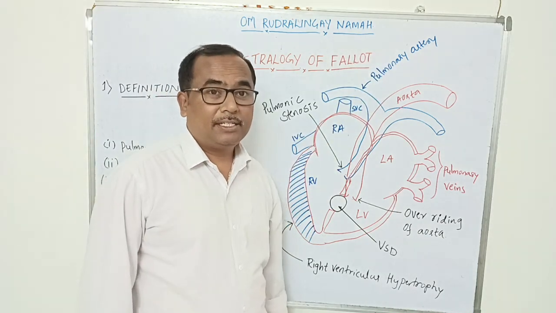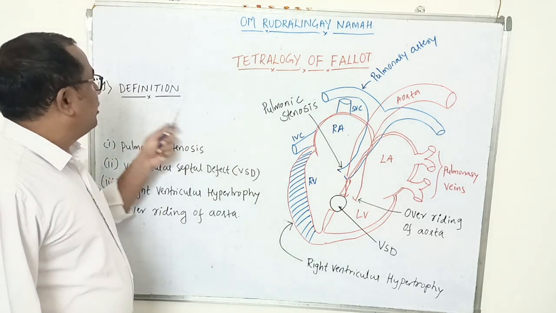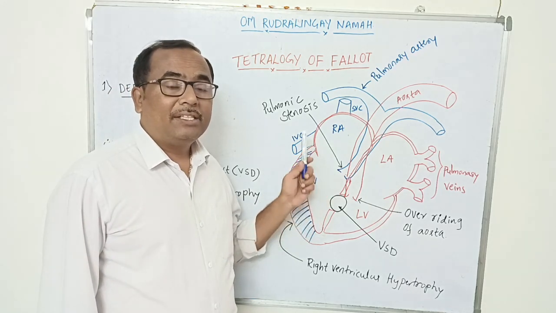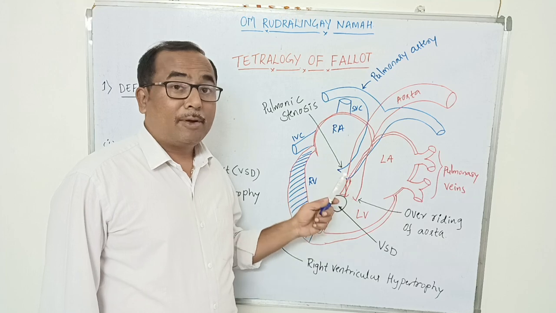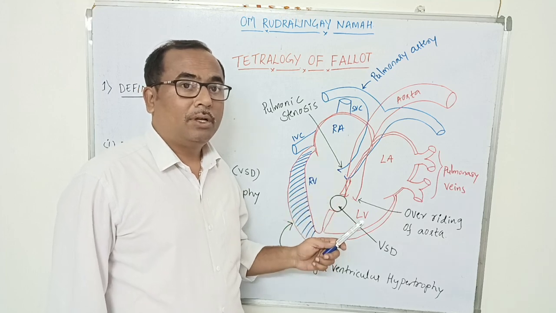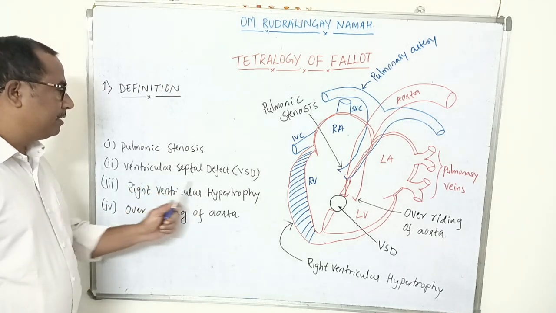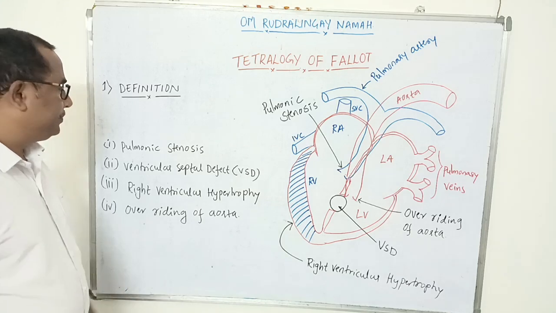It is a very interesting condition. Let's begin. Okay, so what is the definition of tetralogy of Fallot? It is a cyanotic congenital heart disease characterized by a combination of four defects. What are the four defects here? Pulmonary stenosis, ventricular septal defect, right ventricular hypertrophy and overriding of aorta.